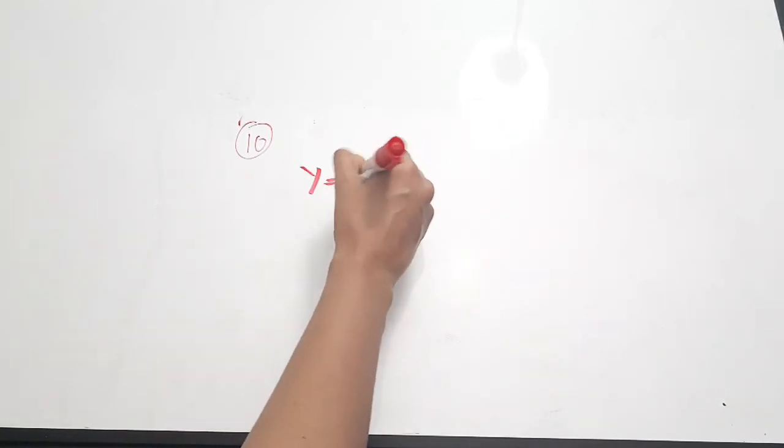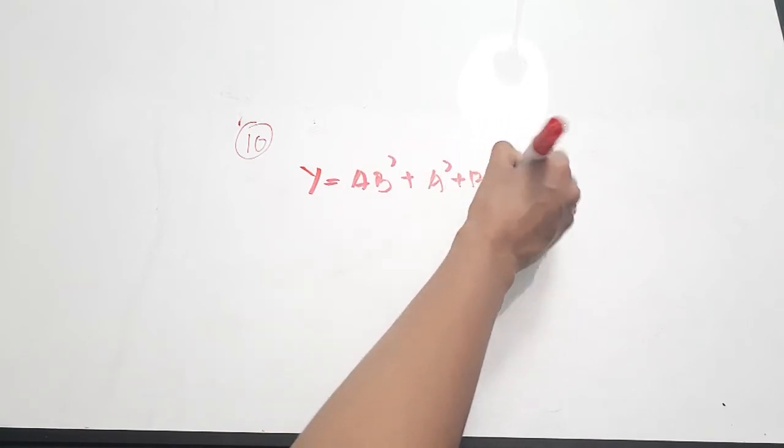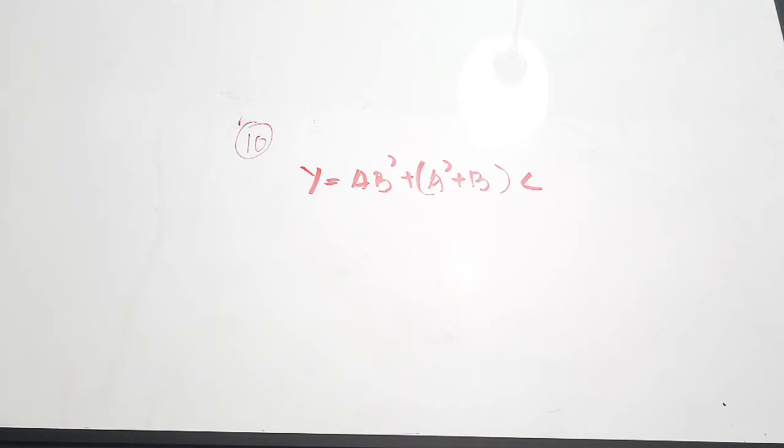Y equal to AB complement plus (A complement plus B) into C. Now while looking at the options: A) AB complement plus C, B) AB plus AC, C) A complement B plus AC complement, D) AB plus A. Now how to get this form?